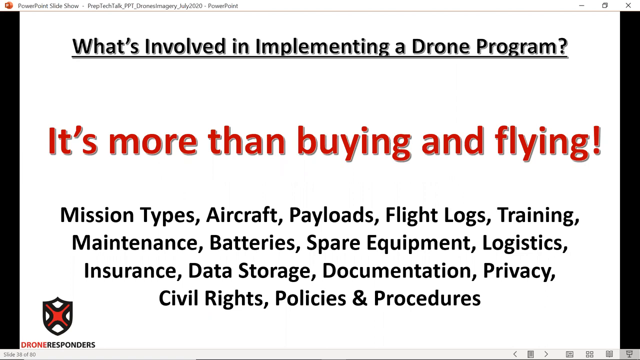So what's involved in implementing a drone program? It's more than buying and flying. That's the easiest part of the whole program. But you've got to determine your mission types, the type of aircraft you're going to buy, the payloads that are going to provide you what you need to meet the mission types, the flight logs, the training, maintenance, batteries, spare equipment, logistics, insurance, data storage, documentation, privacy, civil rights, policies, and procedures. Next slide.